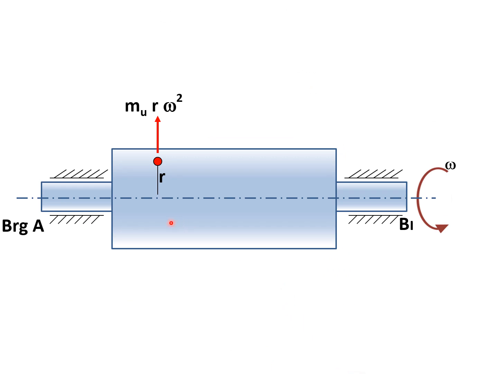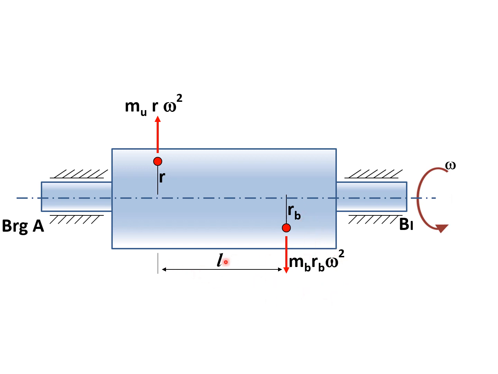Let us consider one mass mu at radius r. Let us say that the shaft is turning at angular speed omega. Then this will generate a centrifugal force radially outward, which is equal to mu r omega square. If I provide some balancing mass mb at radius rb, and this is also turning at omega, then this will generate mb rb omega square.